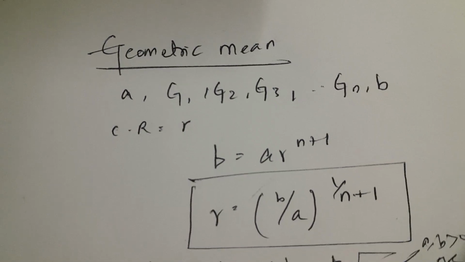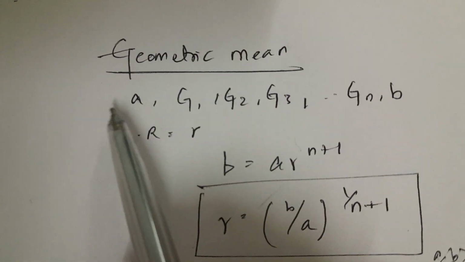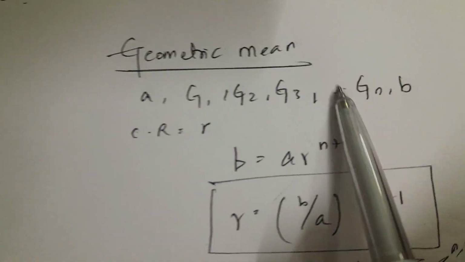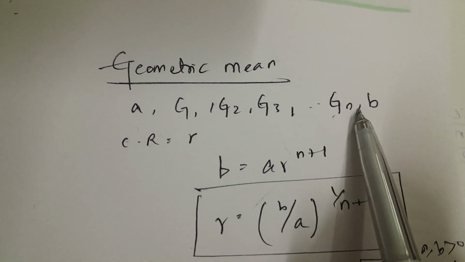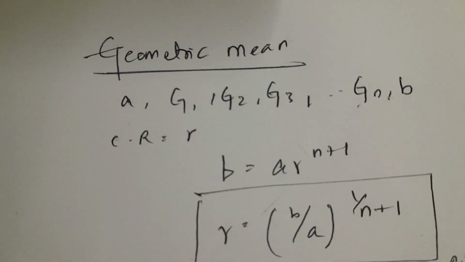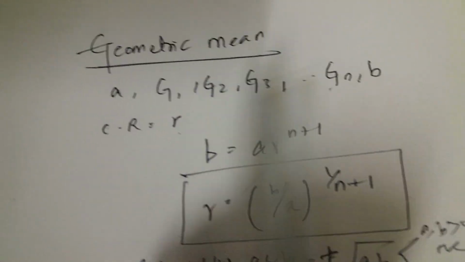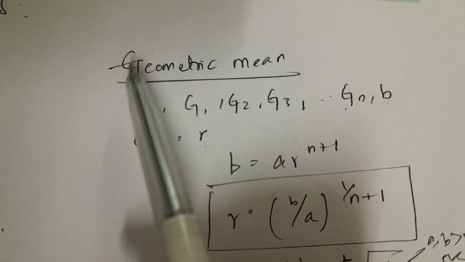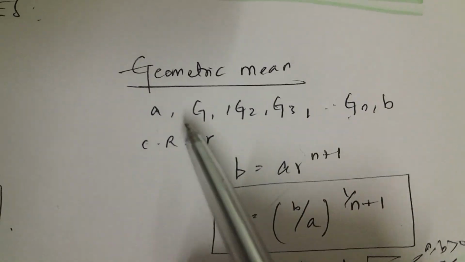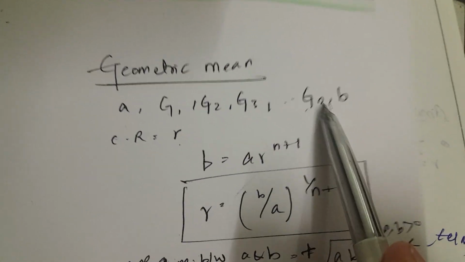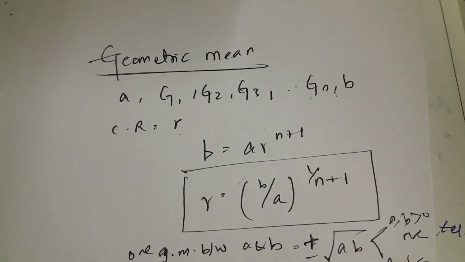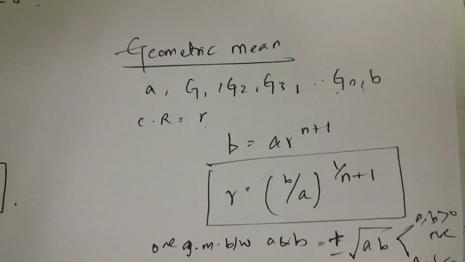Let's take a look at geometric means. Let's say that a, g1, g2, g3, gn up to b are in a geometric progression with the common ratio r. So obviously we have a total of n plus 2 terms. So these are n terms, g1 to gn. Then you have a and b, so that's 2 more, that's n plus 2.